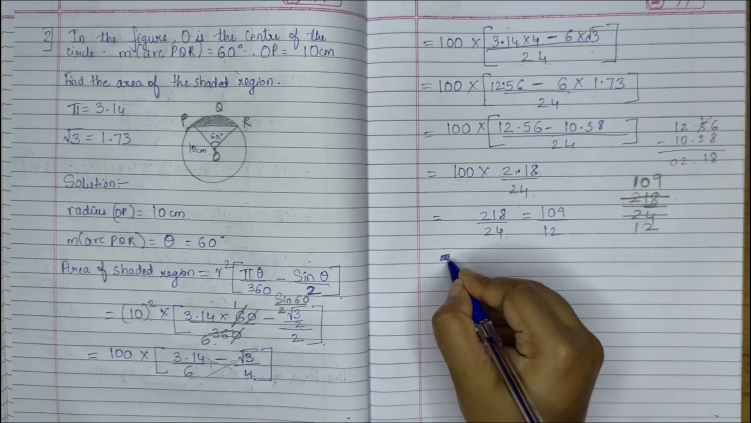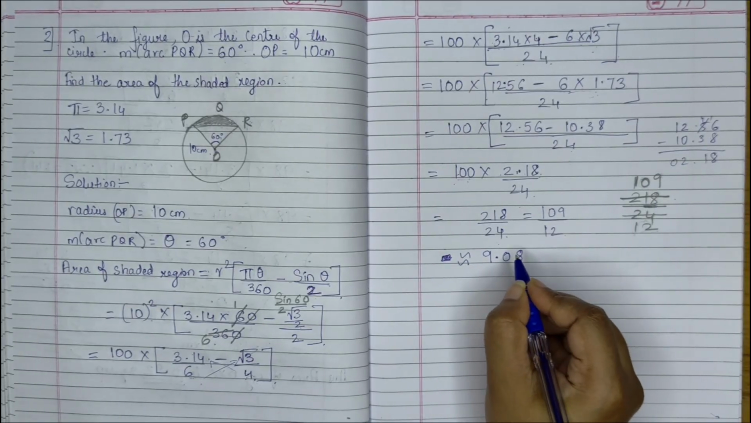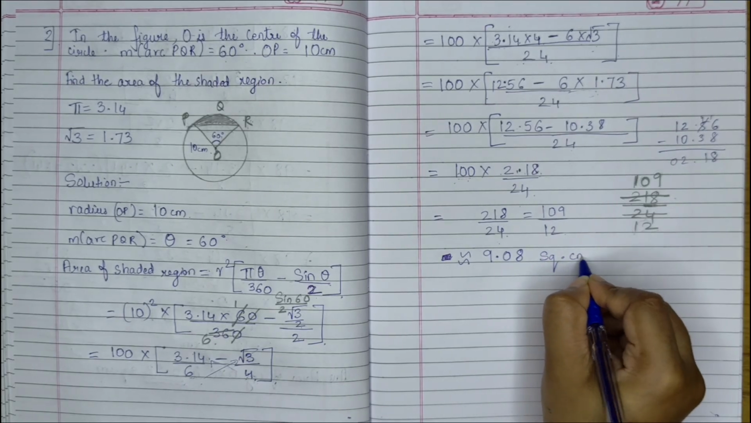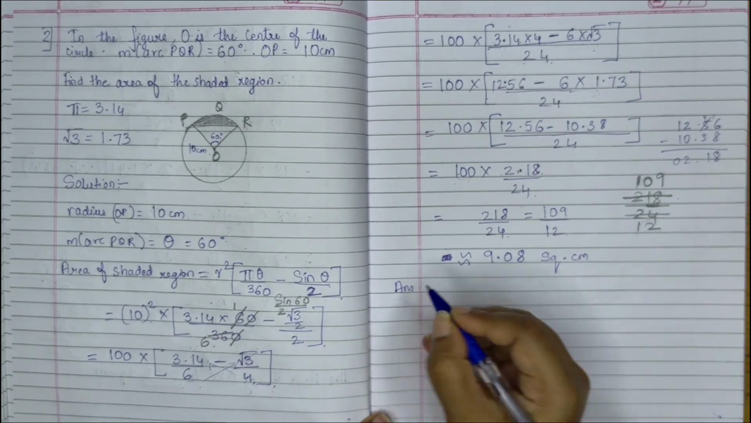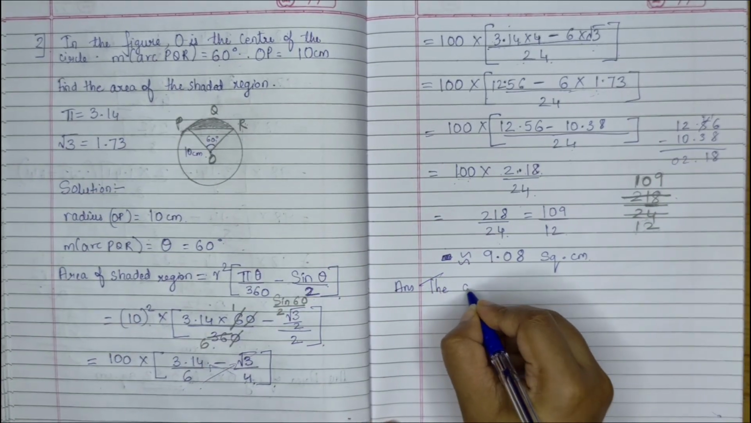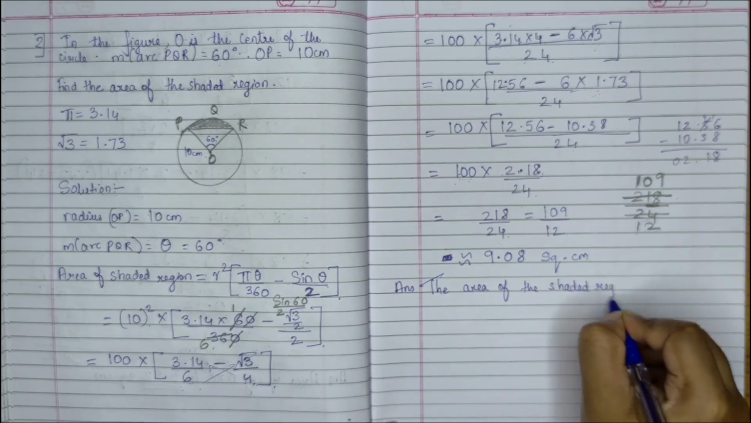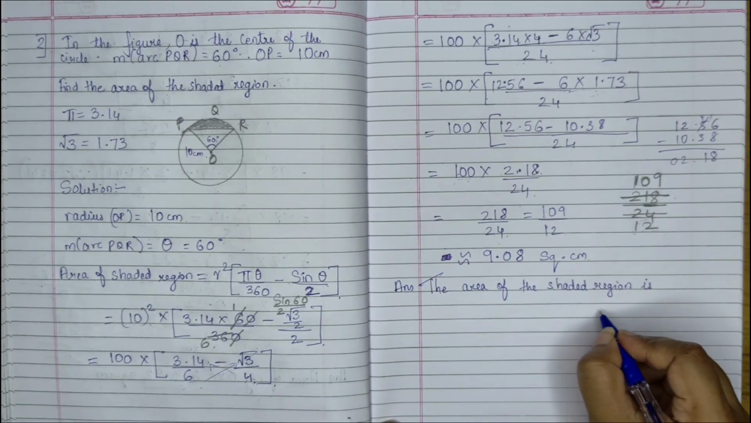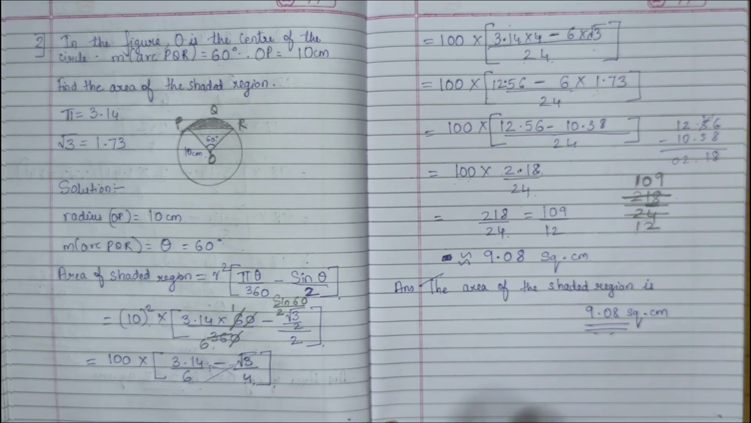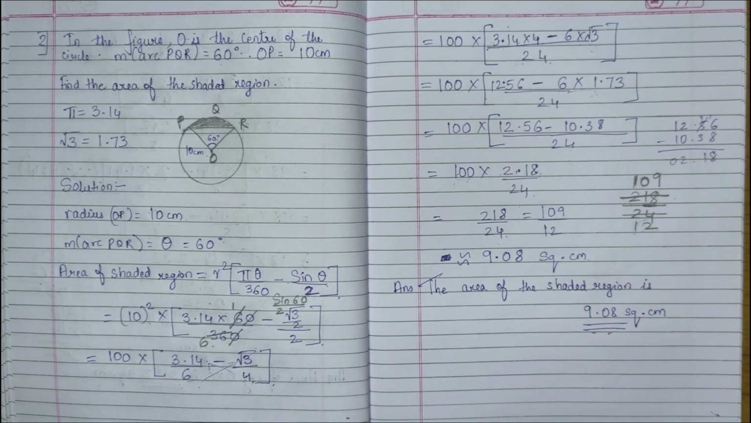Don't write equal to, because we are writing the approximate value. Okay, approximate value 9.08. Understood? 9.08 is the area. So we will write square centimeters and then write the answer. What was the question? Find the area of the shaded region. The area of the shaded region is 9.08 square centimeters. Understood? So here we have finished the second sum.